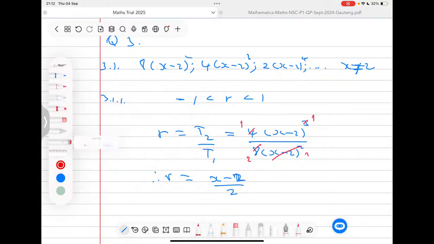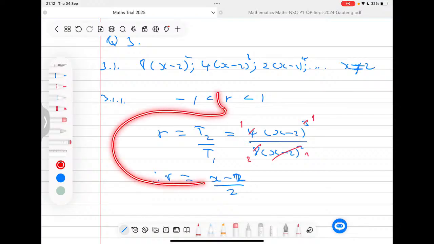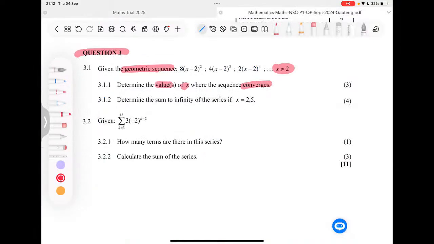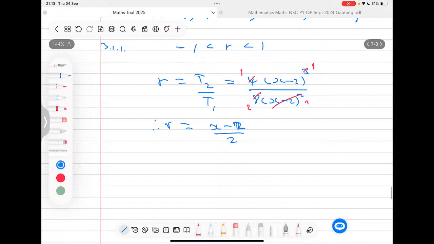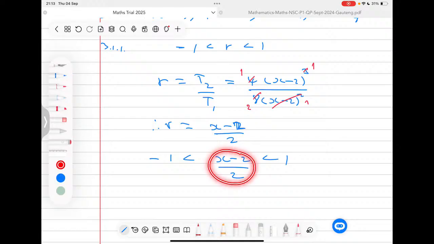Now I'm going to take this common ratio and put it here in the middle so that I can find the values of x. Remember, we're looking for the values of x. In this case, it will be values because it won't be one value, where we will be able to get the R that is between -1 and 1. So this means I'm going to have -1 is less than x minus 2 over 2 is less than 1. Now you see everything is in terms of x, which means I can find the values of x.